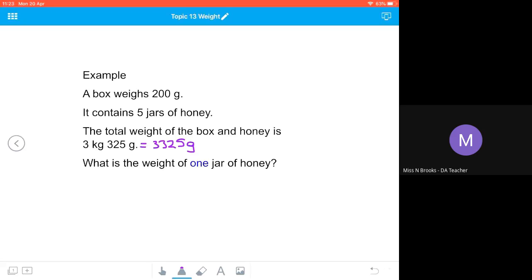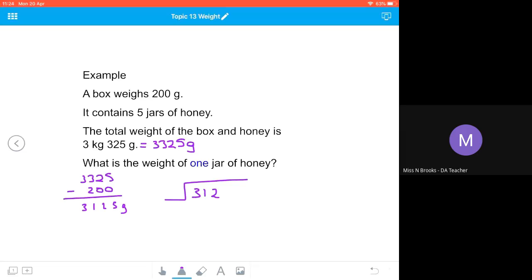Now, to work out what a pot or a jar of honey weighs, we need to take away the weight of the box. So we need to do 3,325 take away 200. And 5 take away 0 is 5, 2 take away 0 is 2, 3 take away 2 is 1, and 3 take away 0 is 3. So we know that the 5 jars of honey weigh 3,125 grams.